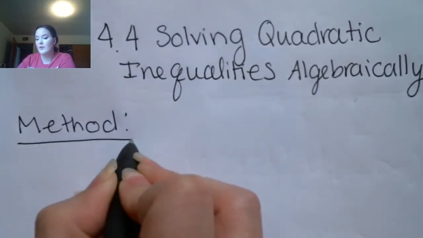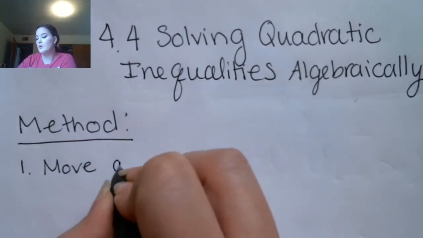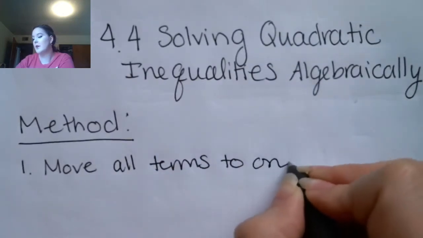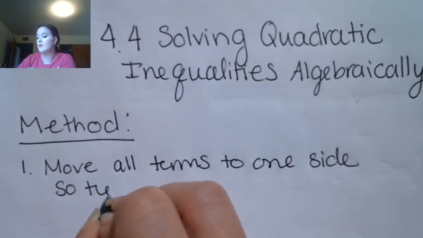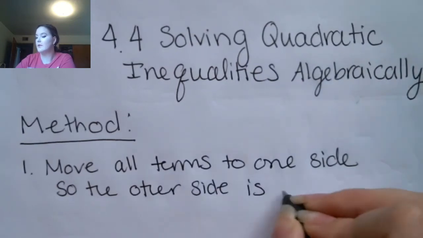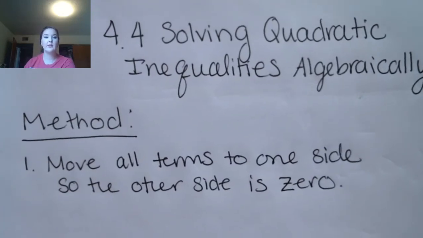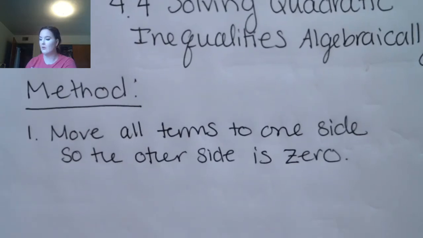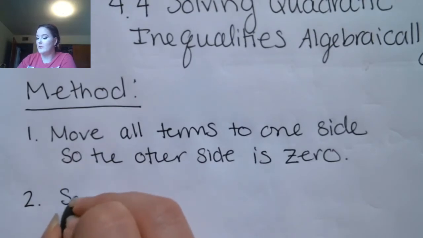The first thing we're going to do is move all terms to one side, so the other side is 0. For this method, we specifically want to be comparing an inequality where one of the sides is 0.